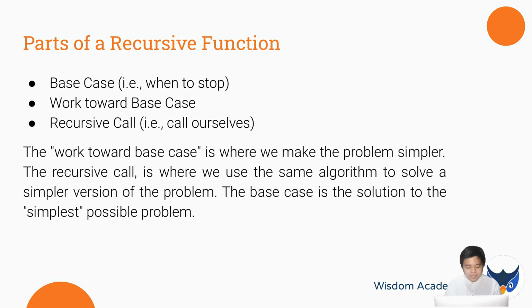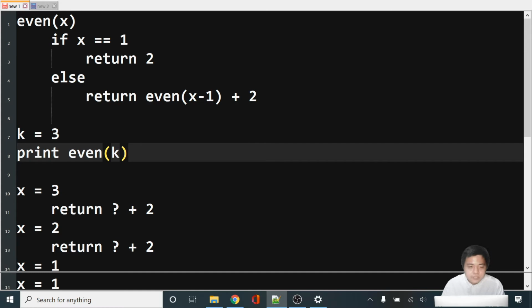So the work toward base case is where we make the problem simpler. The recursive call is where we use the same algorithm to solve a simpler version of the problem. The base case is the solution to the simplest possible problem. Let's try to dissect an example. Okay, so let's consider this recursive program.